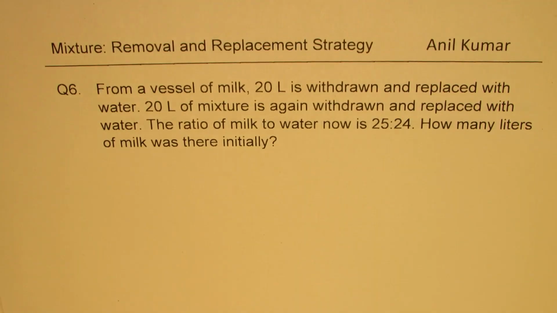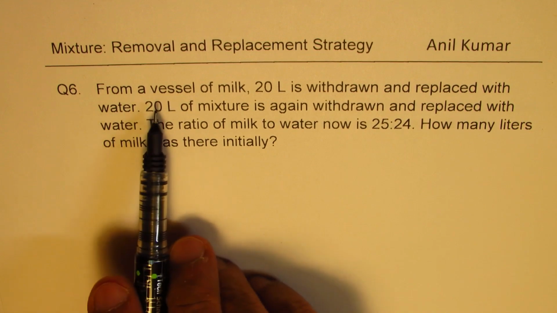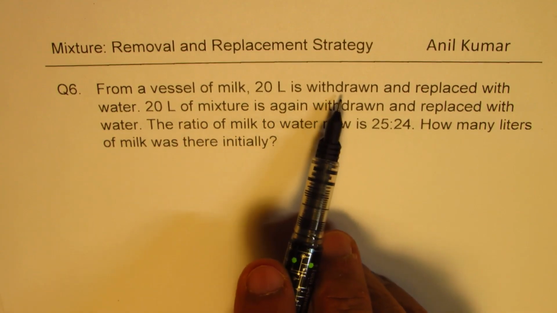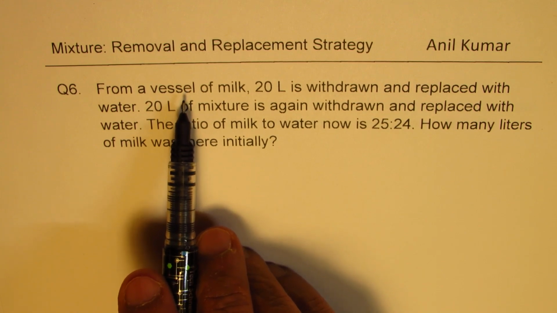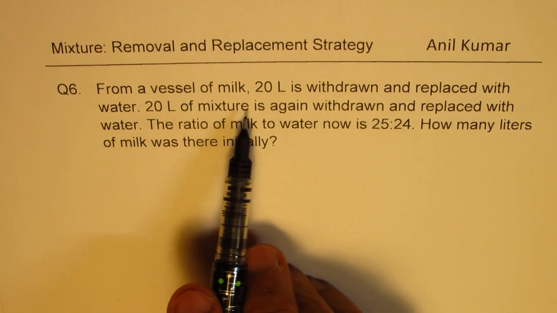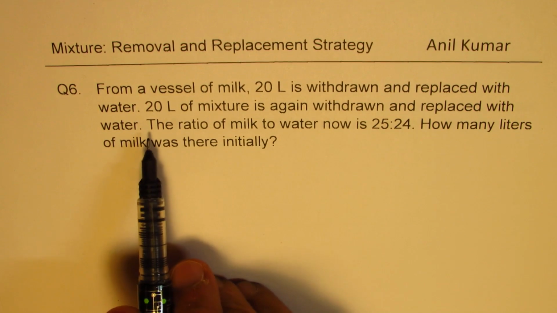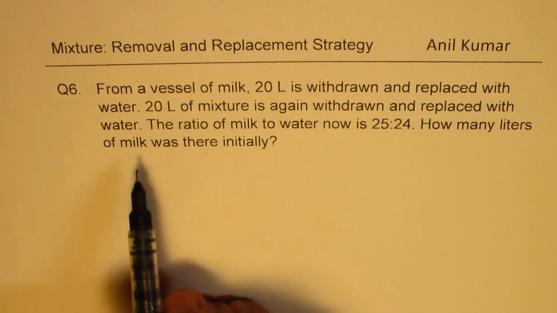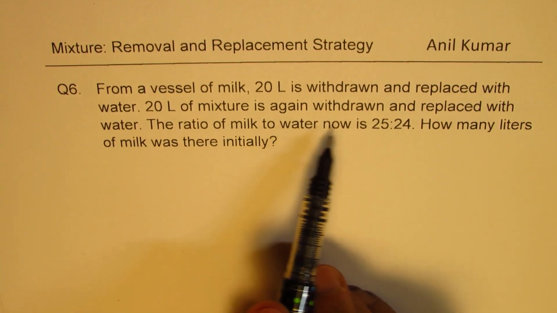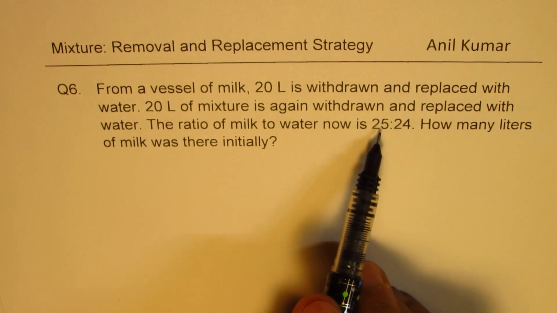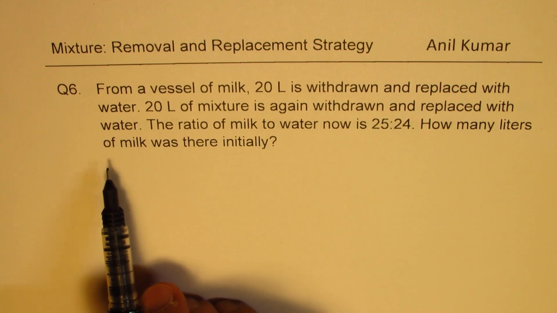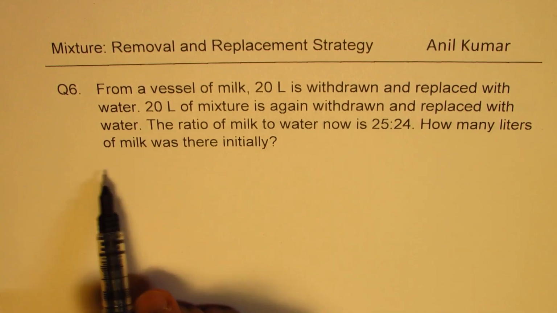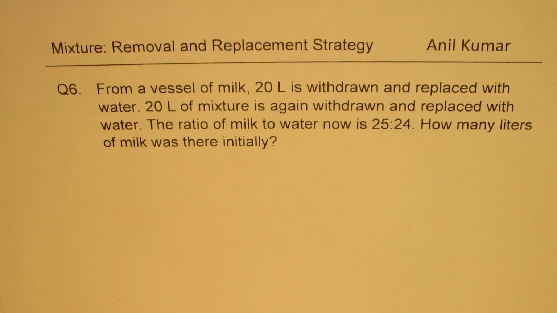Now let's take the next question, which is, from a vessel of milk, 20 liters is withdrawn and replaced with water. So we don't know how much quantity to start with. 20 liters of mixture is again withdrawn and replaced with water. So twice this operation has been done. The ratio of milk to water now is 25 to 24. How many liters of milk was there initially?